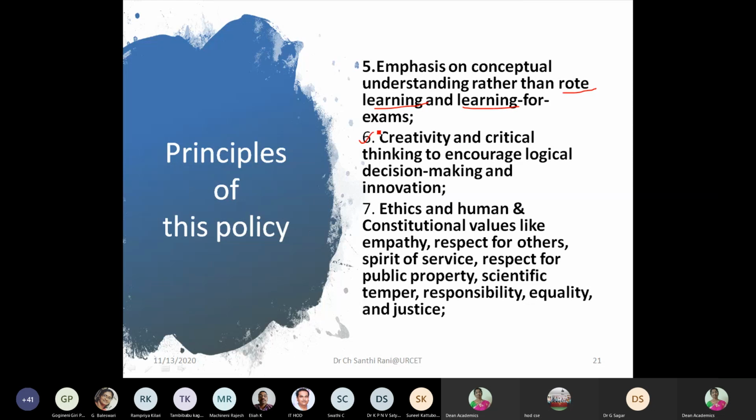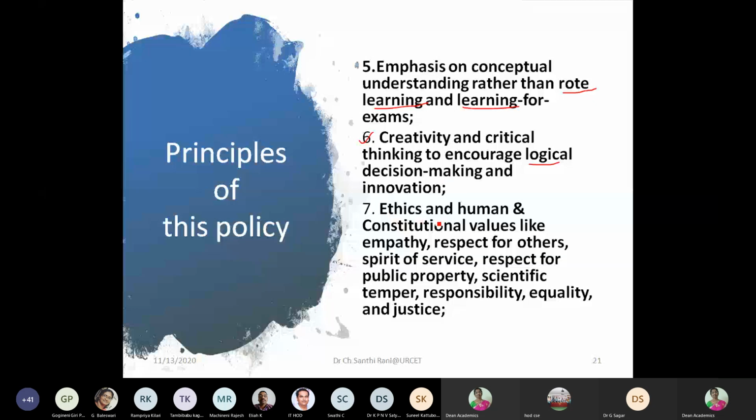And if we see another policy, creativity and critical thinking to encourage logical decision making and innovation. So that's why our AICTE has launched the Innovation Cell, and they are encouraging many students to come up with their own innovative ideas. So creativity and critical thinking is another important principle of this NEP.